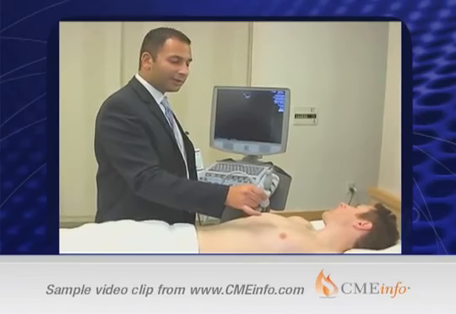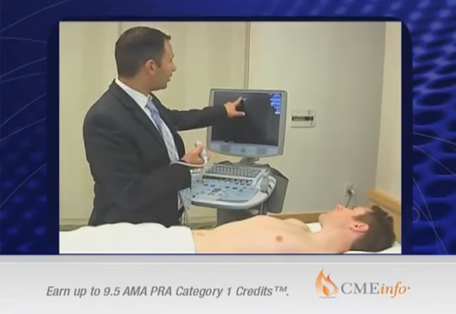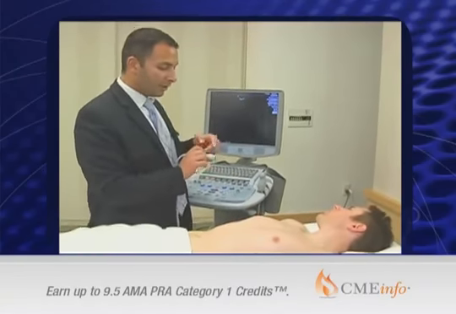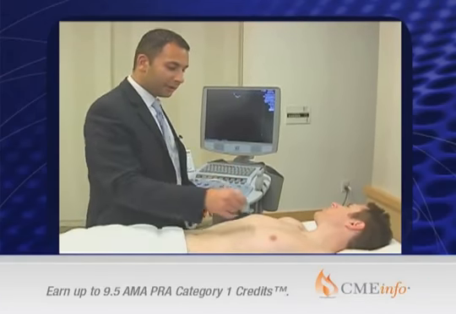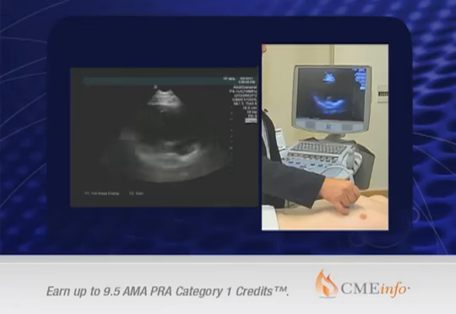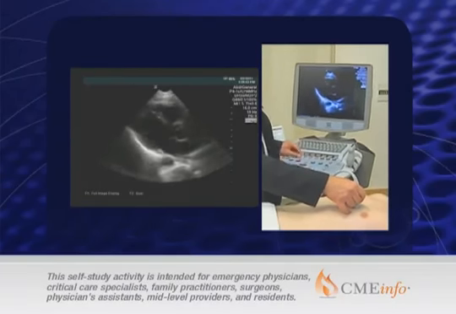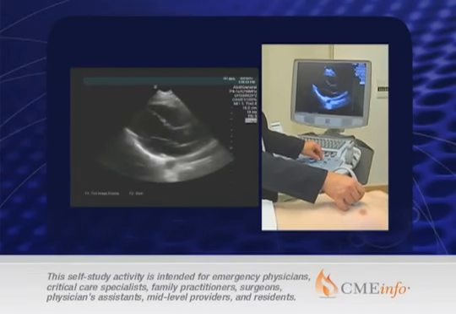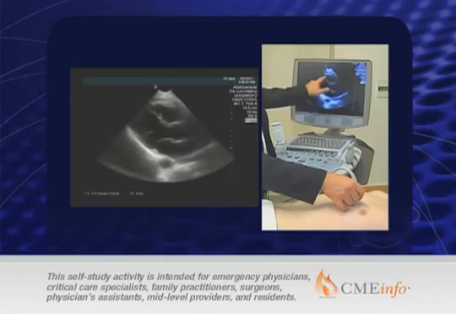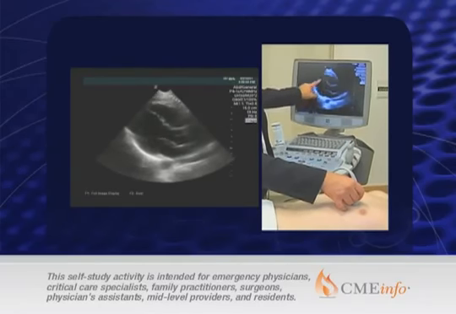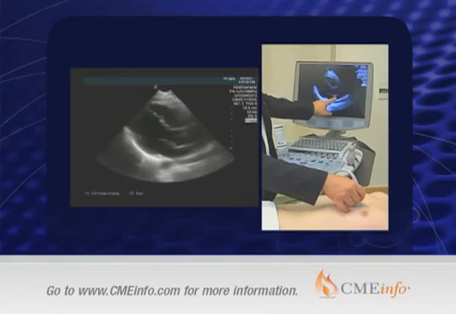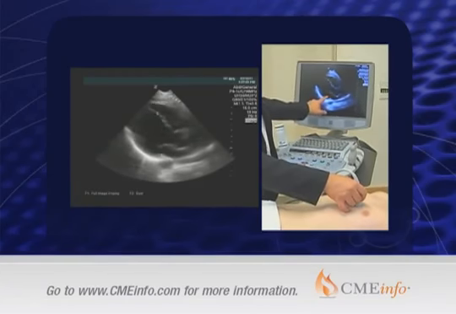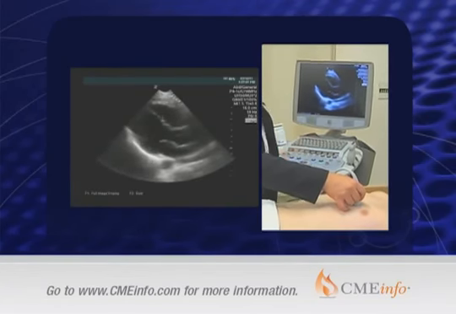If the probe dot on our screen is on the left, we'll be putting the probe indicator toward the patient's left hip. And this is the view that we'll obtain. You notice here we see the right ventricle, the left ventricle, the aortic outflow tract, the left atrium, the mitral valve, and the aortic valve.